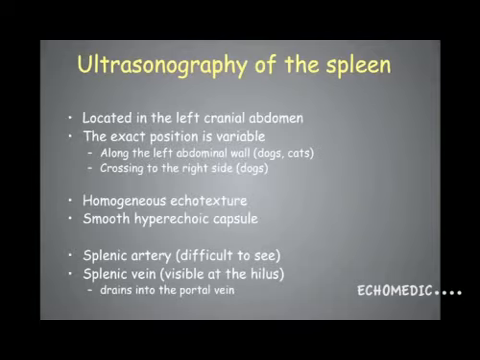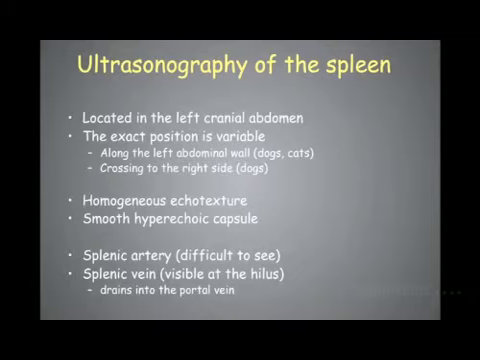So first, the ultrasonography of the spleen. The spleen head is located in the left cranial abdomen. It's attached there to the fundus of the stomach by the gastrosplenic ligament. So the head of the spleen will be fixed in this left cranial abdomen, but the rest of the spleen, the tail of the spleen, will have a variable position. It can be located along the left abdominal wall, but it can also cross to the right side in dogs and be seen on the complete ventral, mid-abdomen and right side of the abdomen.